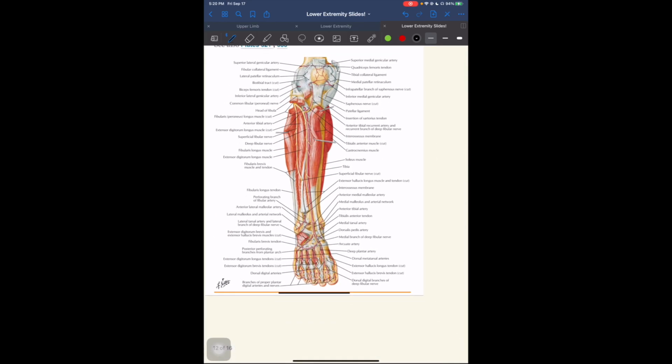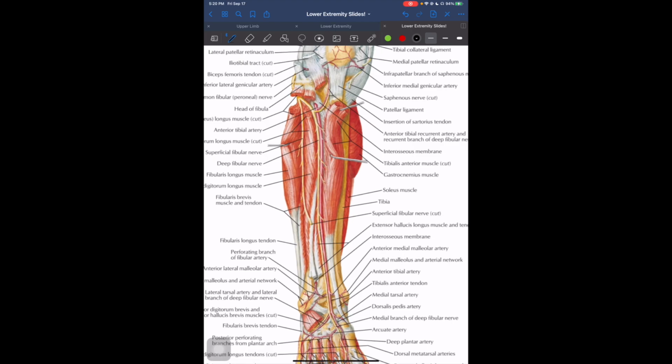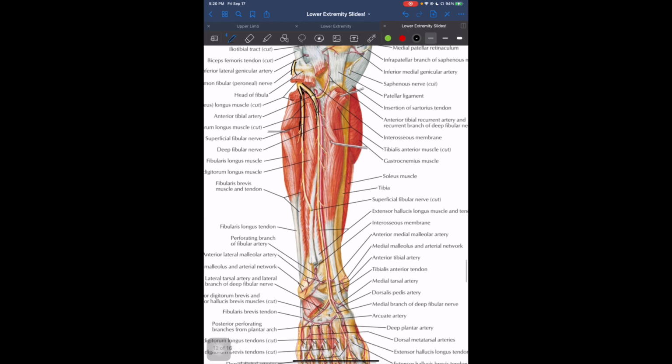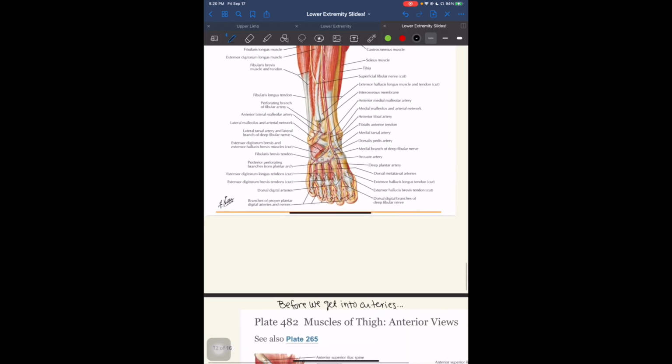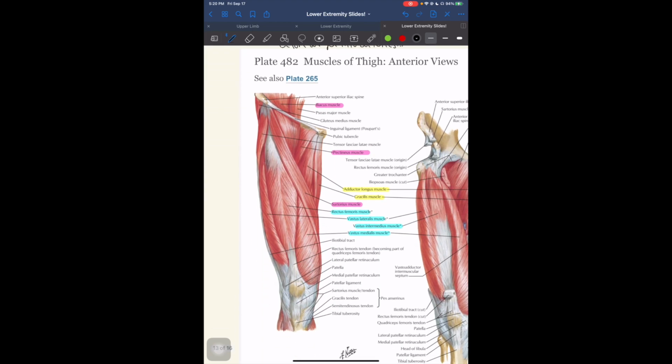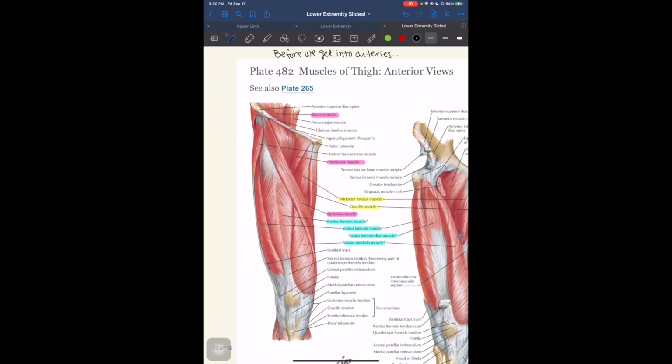Okay, so here, this right here is where we're seeing that common fibular split into superficial, which is this guy, superficial fibular nerve, and deep fibular nerve. Okay. And I'm going to reference this picture again after I get into the arteries, because we can see here that our deep fibular nerve is buddy-buddy with an artery. And that is significant. All right, so before we get into arteries, look at this little note I made myself.